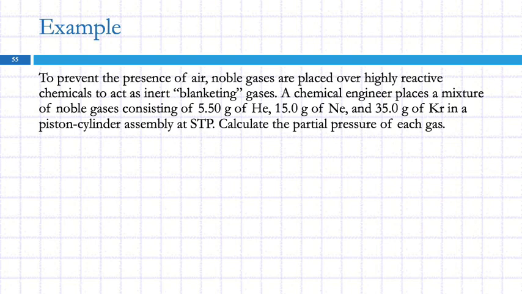So here's an example. It's kind of an annoying example, but we're going to do it. To prevent the presence of air, noble gases are placed over highly reactive chemicals to act as inert blanketing gases. A chemical engineer places a mixture of noble gases consisting of 5.5 grams of helium, 15 grams of neon, and 35 grams of krypton in a piston cylinder assembly at STP. Calculate the partial pressure of each gas.